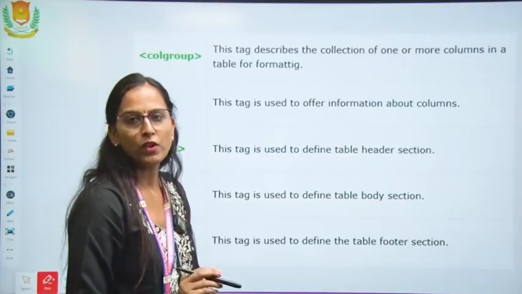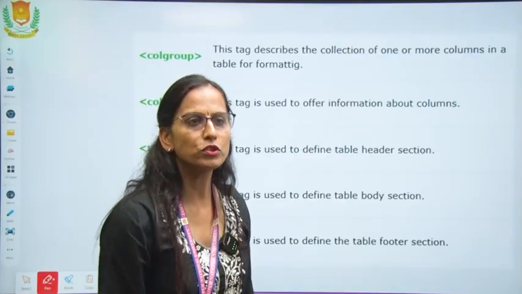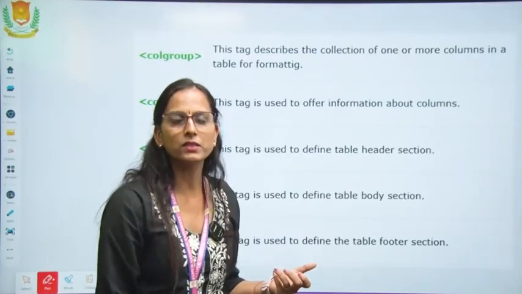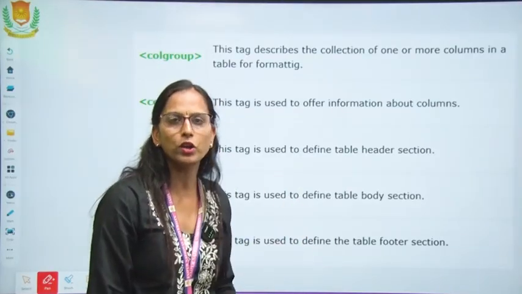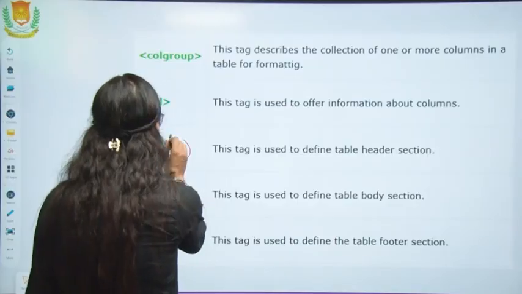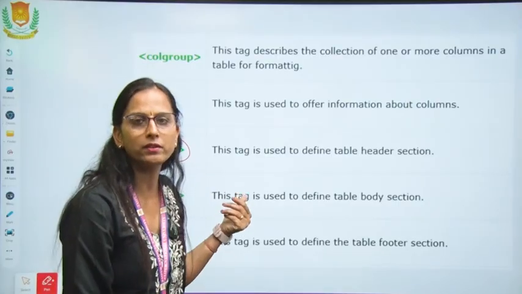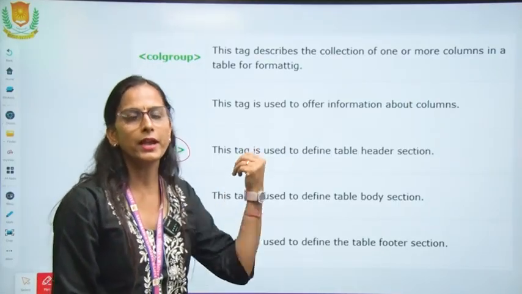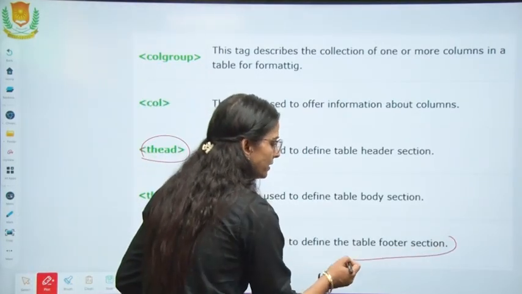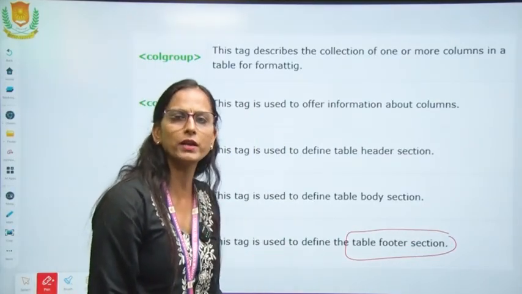Sometimes what happens, the table is lengthy and we need to display it, suppose, across two pages. So we need not specify the header row and footer row again and again. To reduce your coding, we can use the thead tag and tfoot tag. Whatever contents you define in the thead tag will be displayed in the header of every page, and tfoot will specify the table footer section, which will be displayed at the bottom of the table in every page when you scroll it on the screen.